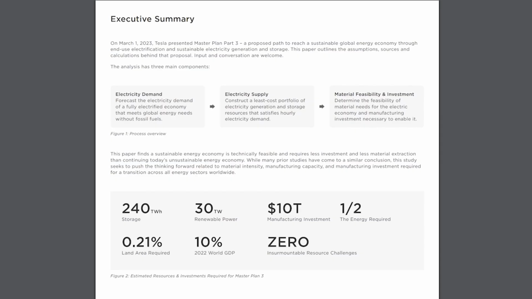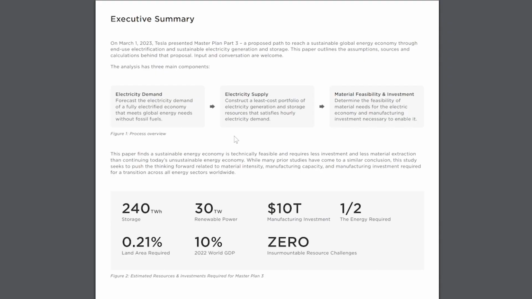The executive summary says the analysis has 3 main components. Electricity demand: forecast the electricity demand of a fully electric economy that meets global energy needs without fossil fuels. Electricity supply: construct a least cost portfolio of electricity generation and storage resources that satisfies hourly electricity demand. Material feasibility and investment: determine the feasibility of material needs for the electric economy and the manufacturing investment necessary to enable it. Once they've run all these numbers, they realize that this is feasible. There's nothing that is an impossible barrier to this plan.